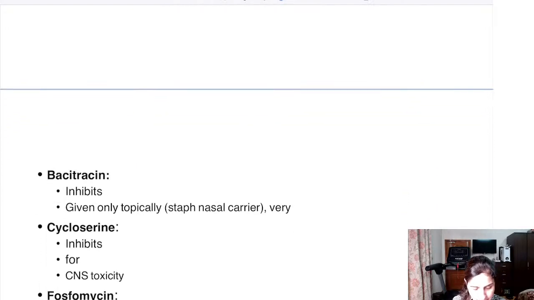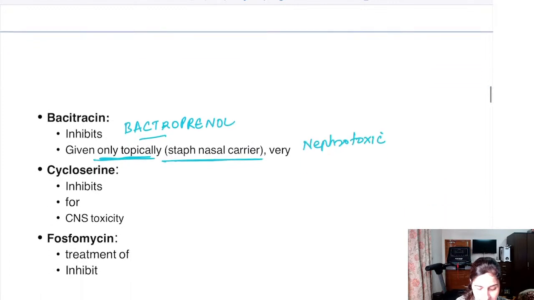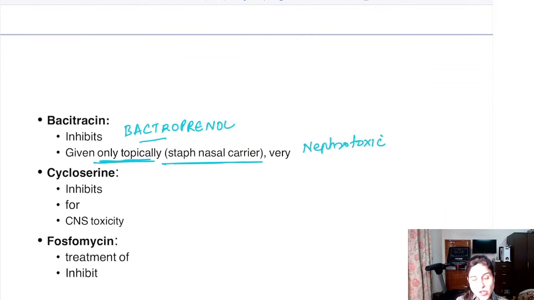After that I would like to highlight a few important things about these antimicrobials, which is again important for bacitracin. We have done that it inhibits bactoprenol. It is only given topically for staph nasal carriers because it is a very, very nephrotoxic drug. We don't give it by the systemic route. Because of that, it is only given topically.